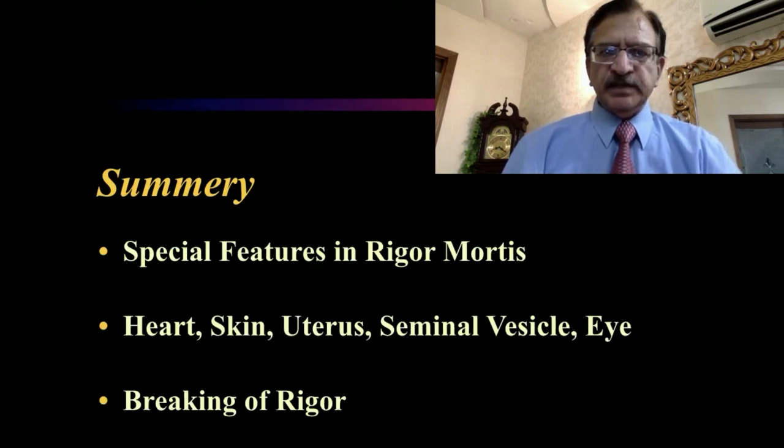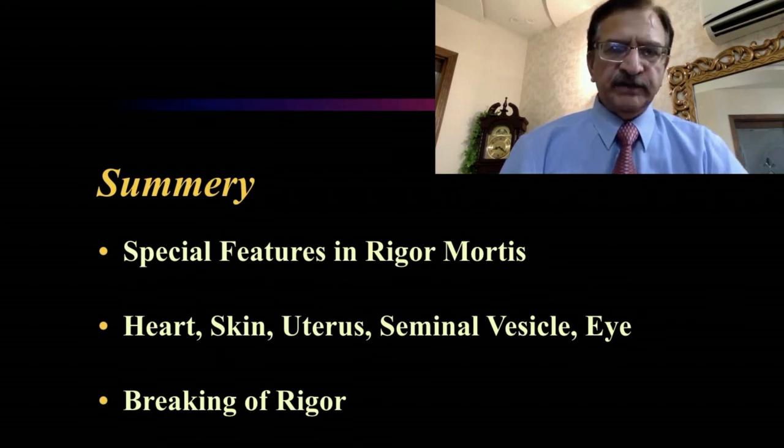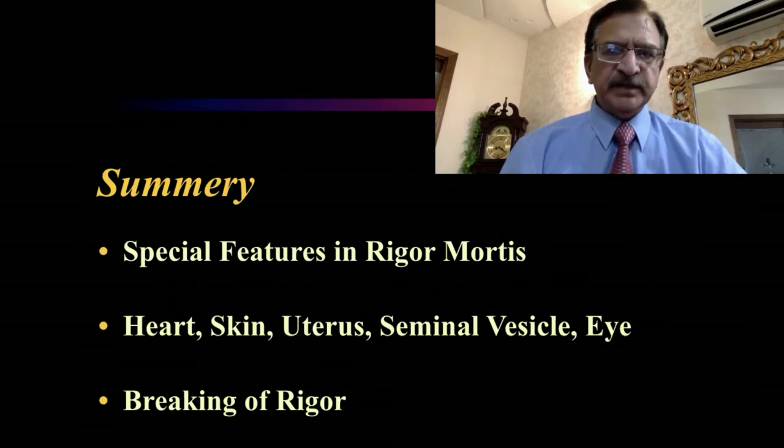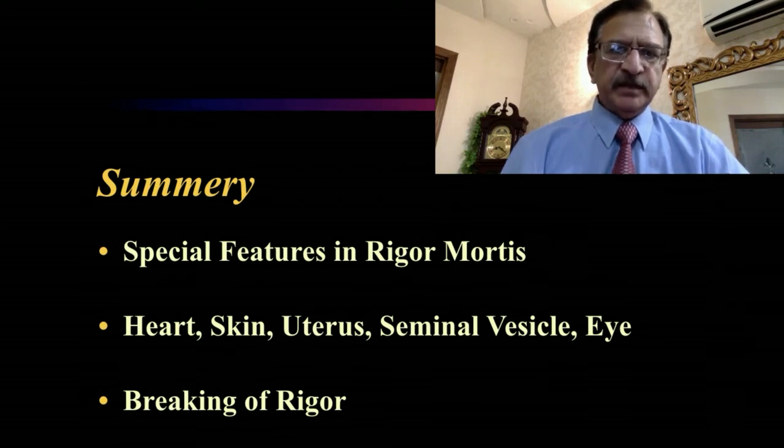Then we have discussed certain special features in certain organs which show a characteristic which may disguise into another problem or disease. So they should be distinguished. We have understood that the heart, skin, uterus, seminal vesicle, and eye show special characters, and they should be distinguished from the rigor mortis. Then about the breaking of rigor, we have discussed and understood that once it is broken, it will not appear again. It is gone forever.